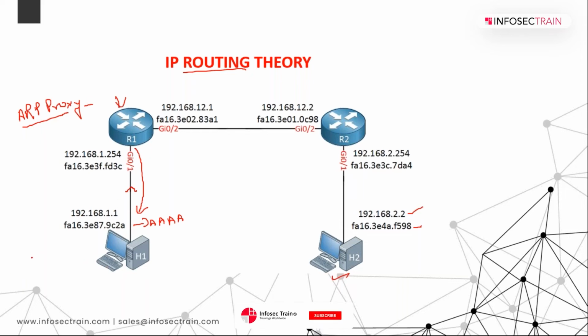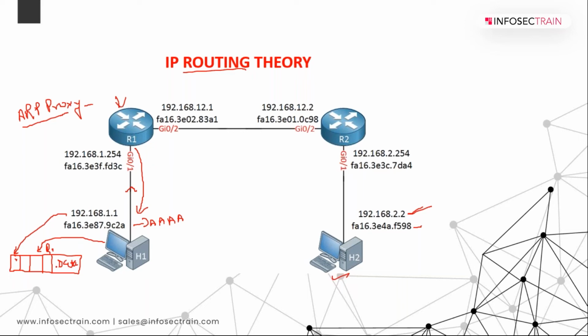So it will create a frame in which the source IP will be its own, the destination IP will be of this PC, the receiver machine, but the destination MAC address will be of the router, R1, and the source MAC address its own. So that's how it will be creating the frame.